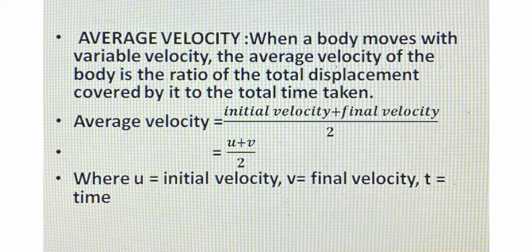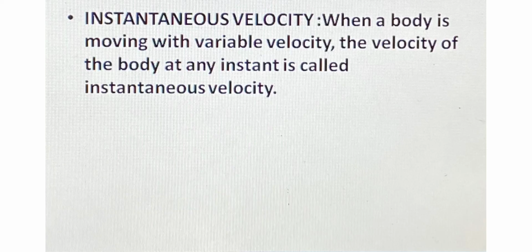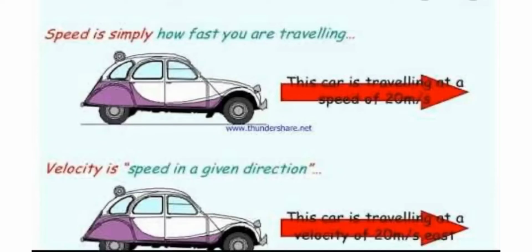So if the initial velocity of the body is u and after a particular interval of time t its final velocity is v, then its average velocity during that particular interval of time can be calculated by using the formula u plus v by 2. Now, instantaneous velocity. When a body is moving with variable velocity, then the velocity of the body at any instant of time is called its instantaneous velocity.